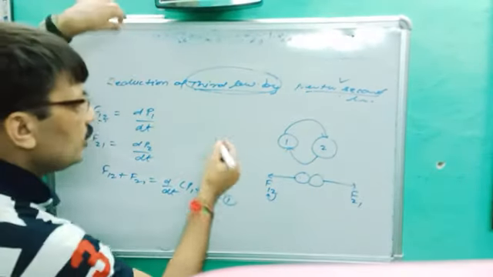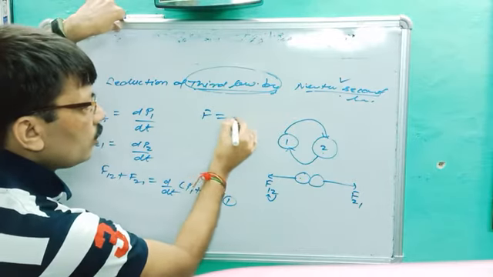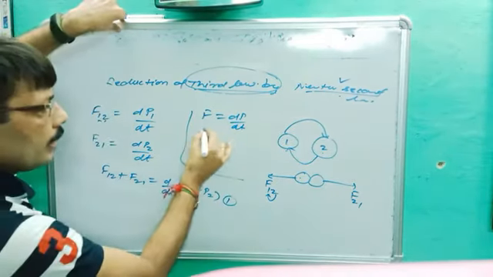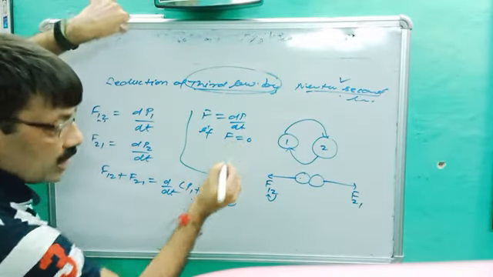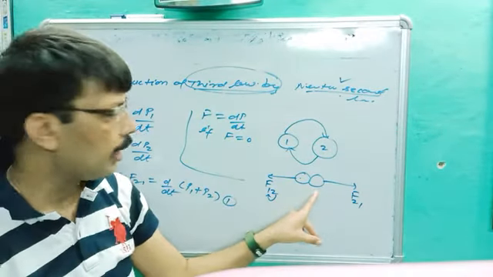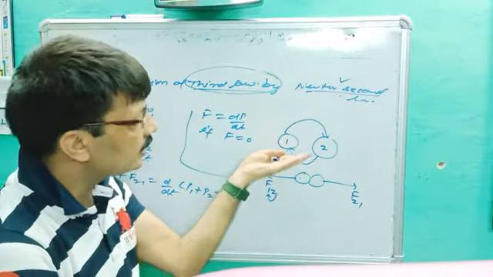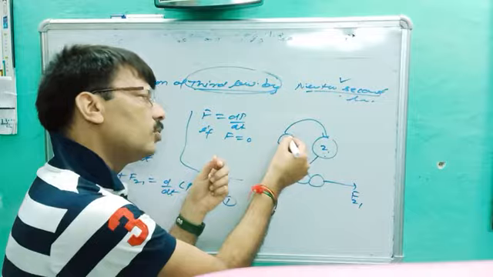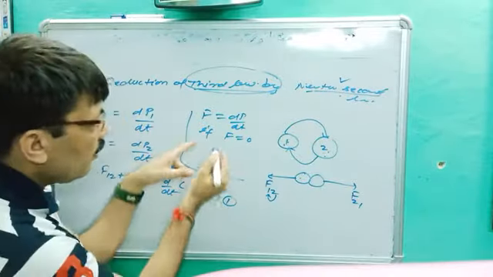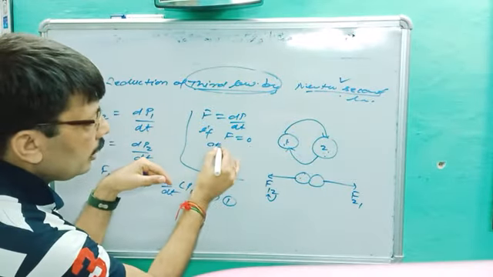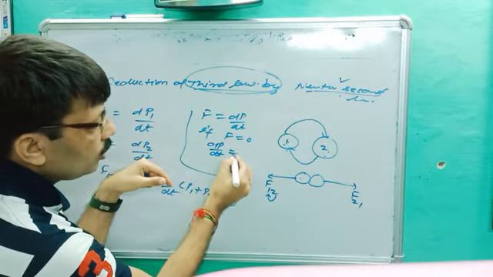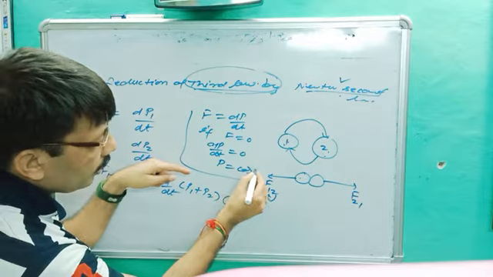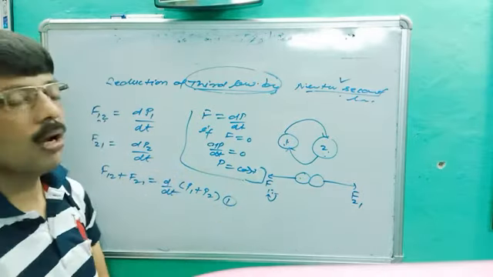But one more thing you should know: F is equal to dP upon dt. If F is equal to 0, since no external forces are working, only internal forces are working there. The first is applying force on the second and the second on the first. This is called internal force. If external force is 0, then dP upon dt is equal to 0, which means P is equal to what? Constant. This is called conservation of linear momentum.